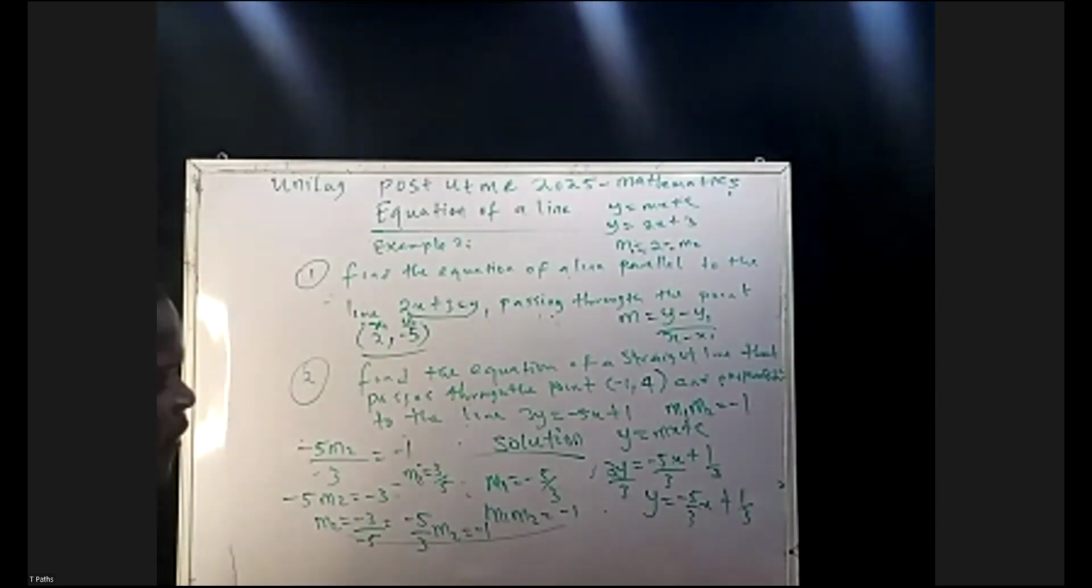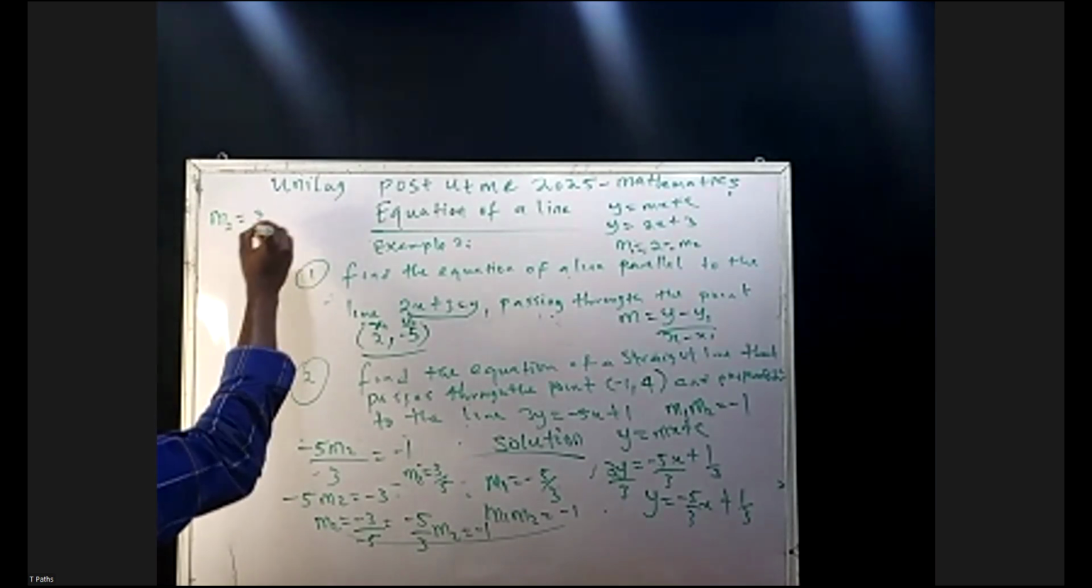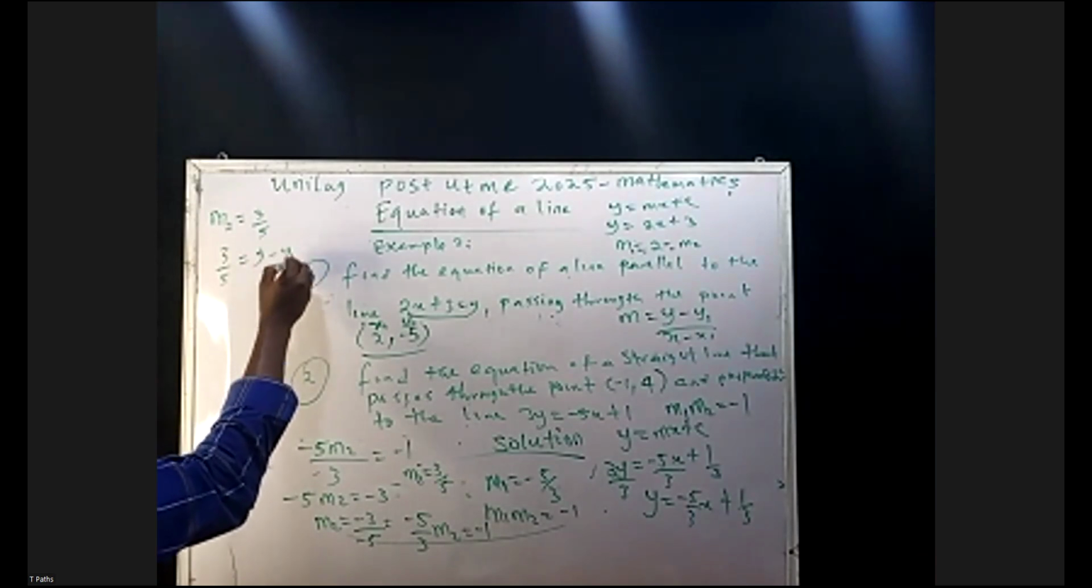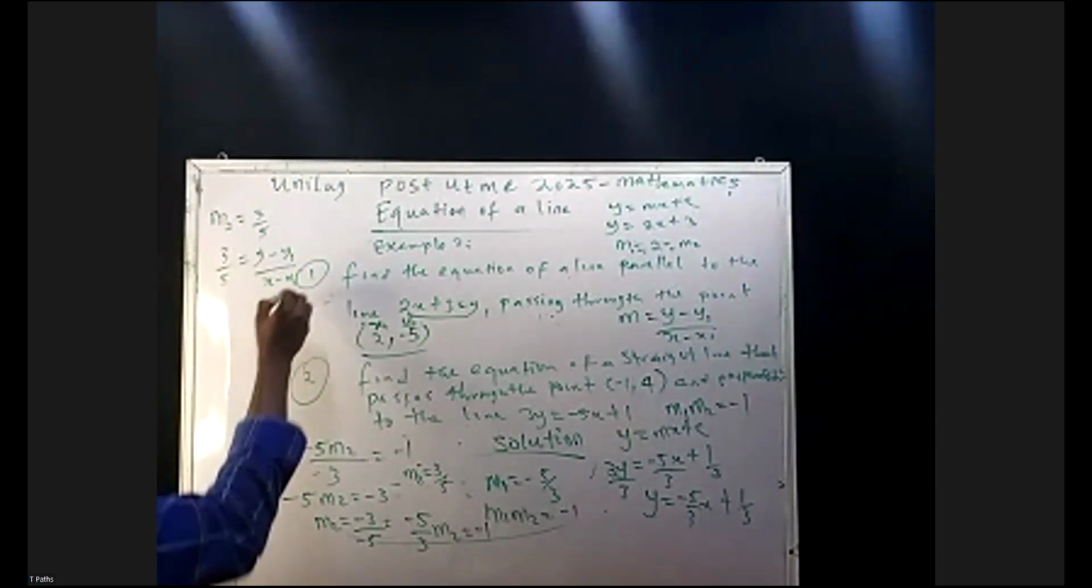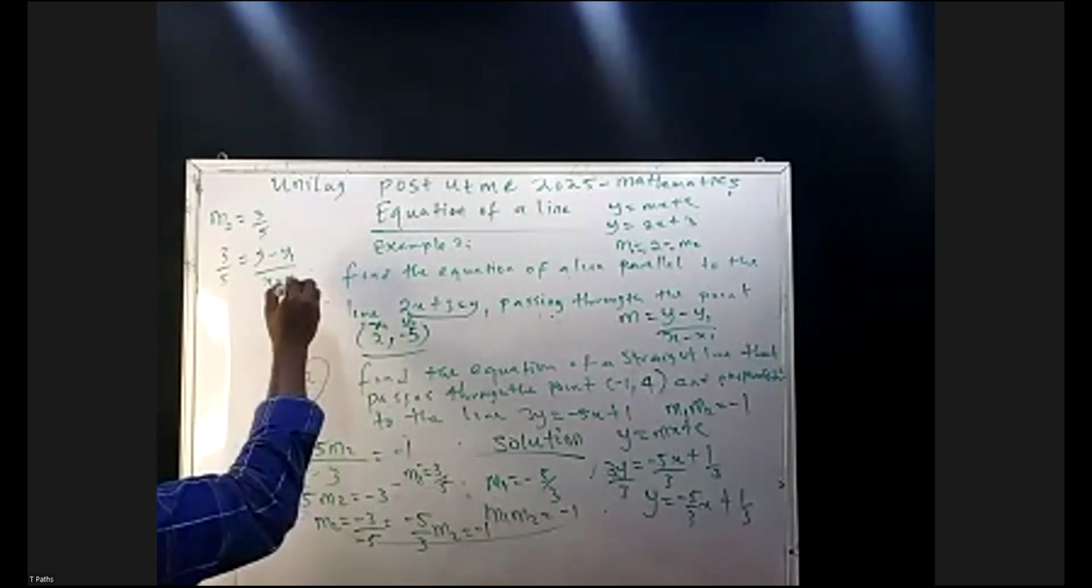If m2 is 3 over 5, my people, you can now say 3 over 5 is equal to y minus y1 over x minus x1. You now use that formula, then you get our answer.